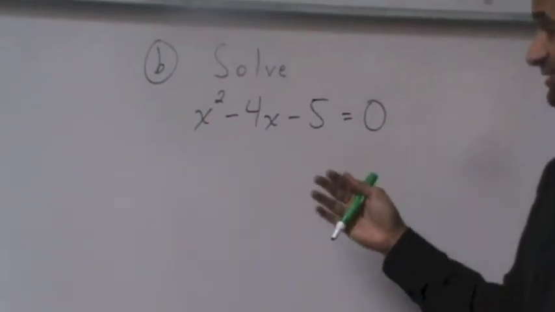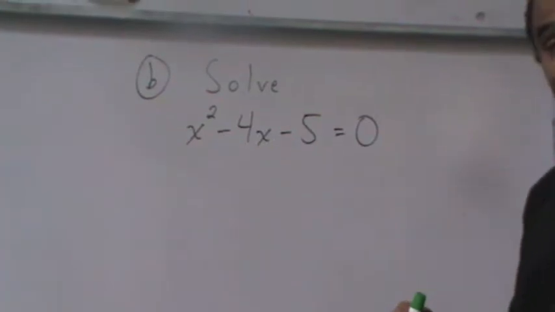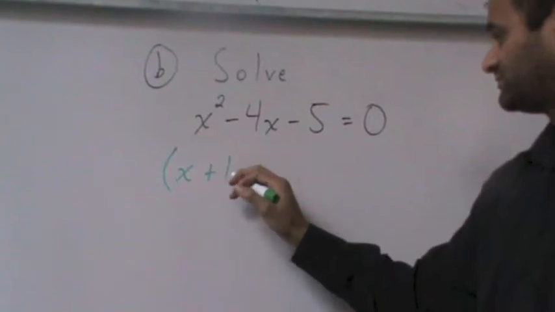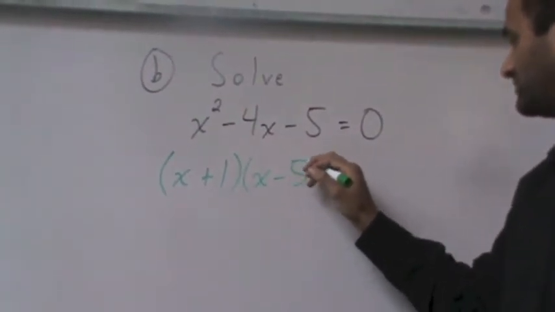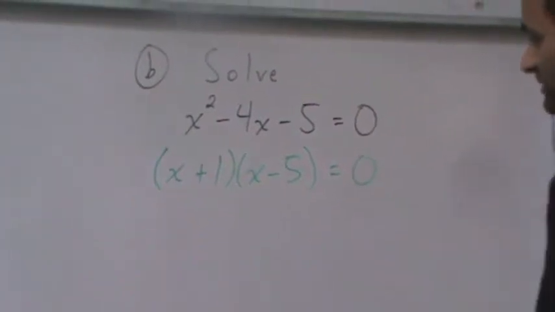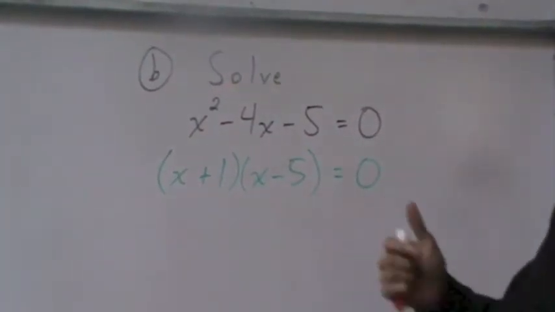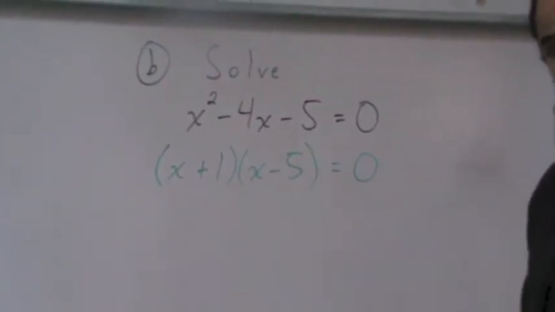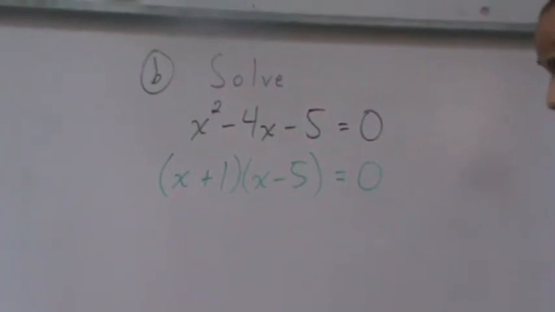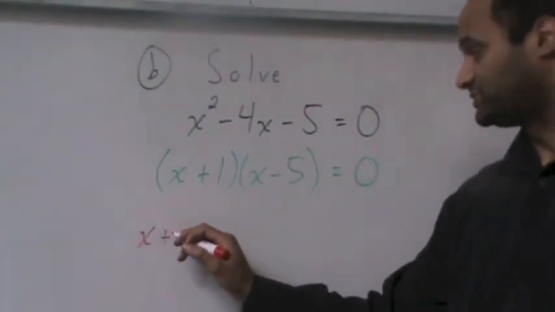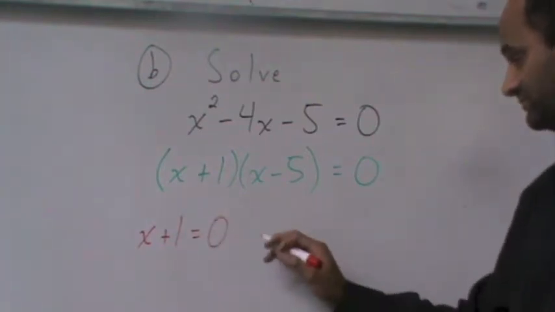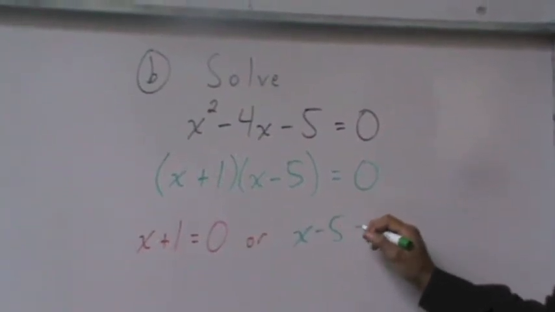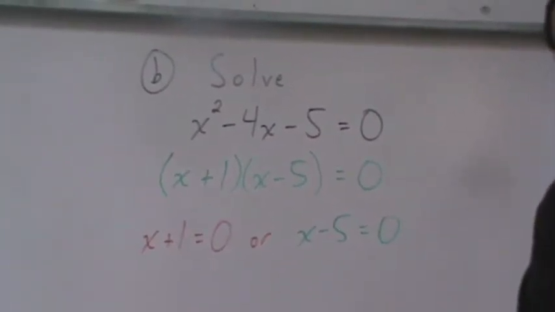We solve this in largely the same way. We start with what we did in question A part 2. We factorize. Only this time we have equals 0. The only two ways to multiply and get a 0 is if either the first one is 0 or the second one is 0. So this tells us either x plus 1 equals 0 or x minus 5 equals 0. One of these must be true.